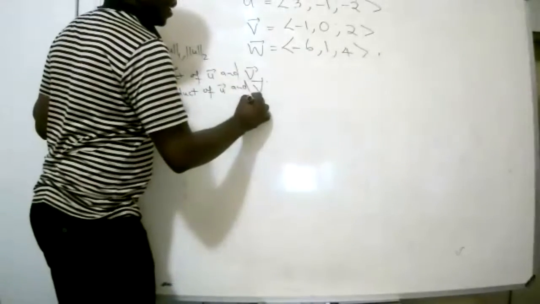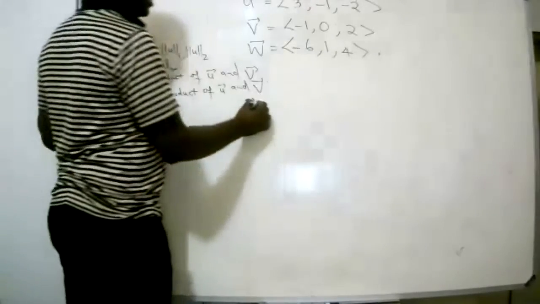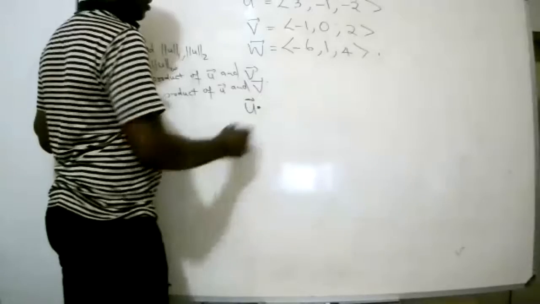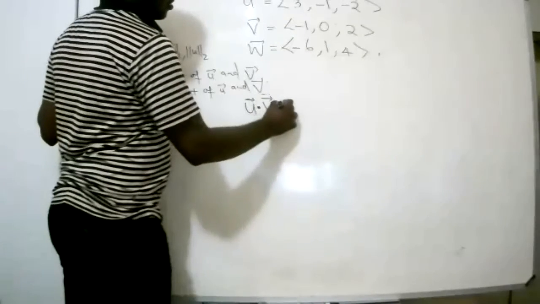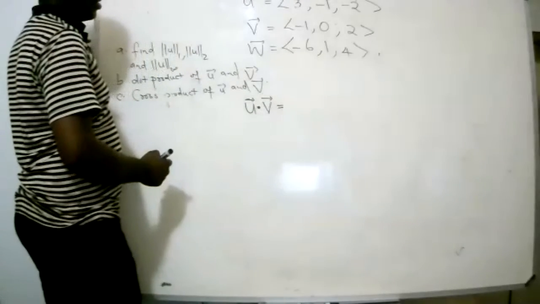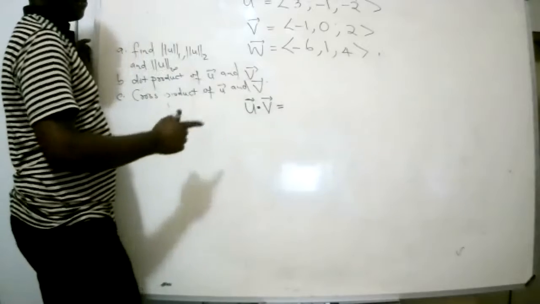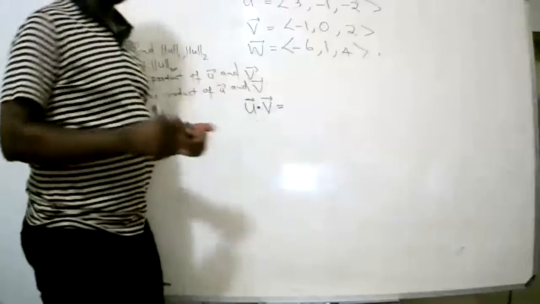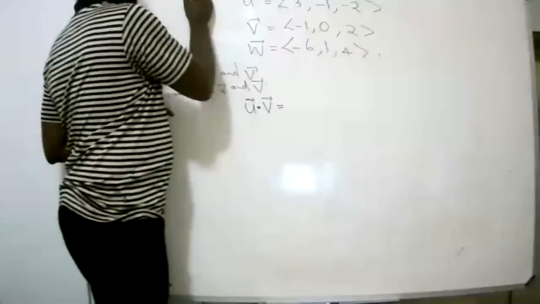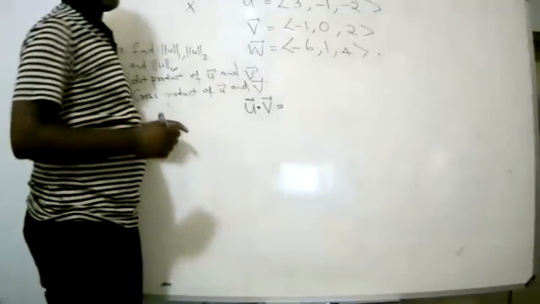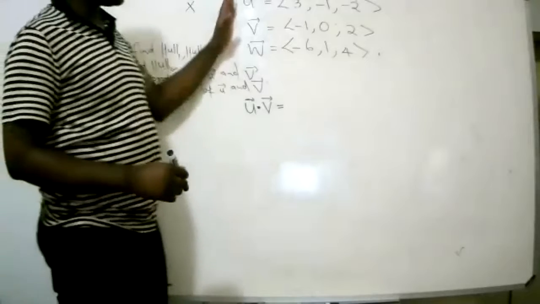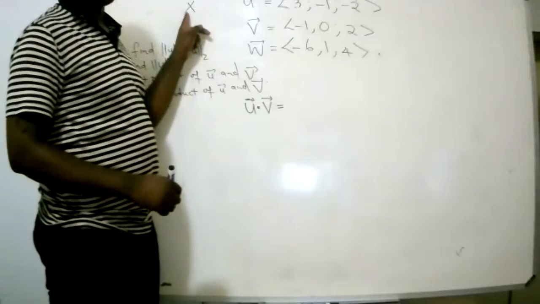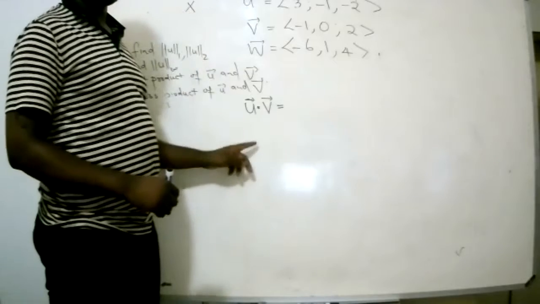Okay. So now we can do the dot product. Dot product is just a matter of putting a dot. The dot product of U and V. In secondary level, dot and cross are the same. But in this chapter, it's not the case. Dot and cross are not the same. Cross and multiplication are not the same.